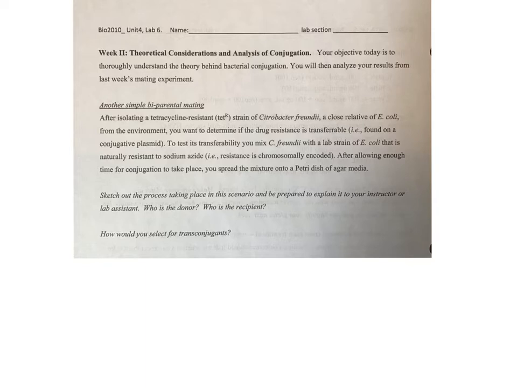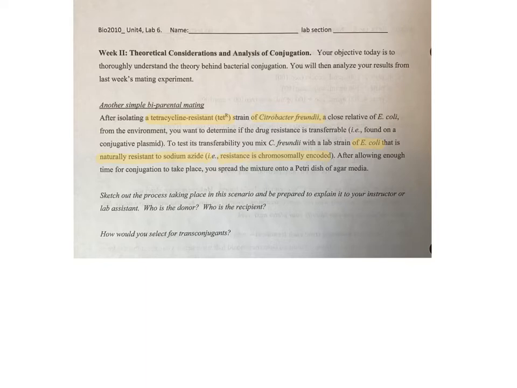All right, so I'm going to go ahead and highlight what I think is incredibly important for us to understand what's going on. So the first thing to know is that we have a tetracycline resistant strain, and the bacteria is called Citrobacter frundi. The other really important information is that we have some E. coli, and it is resistant to sodium azide. So that means it's going to be on its chromosome. So what we want to do is allow these two bacteria to interact and see if conjugation can take place.